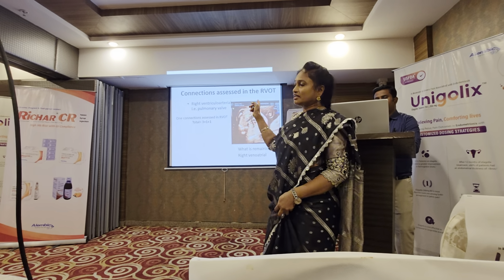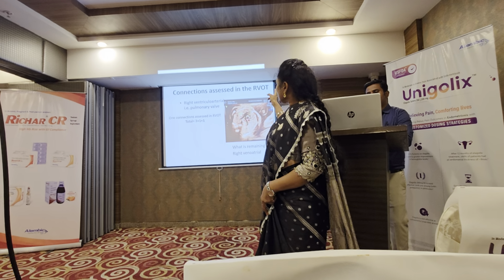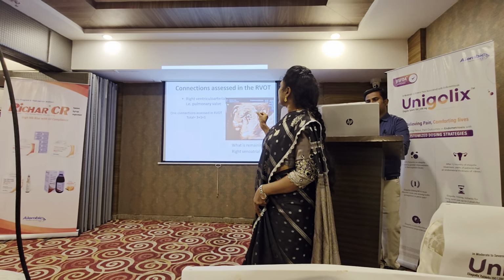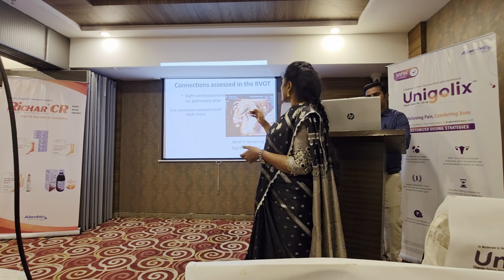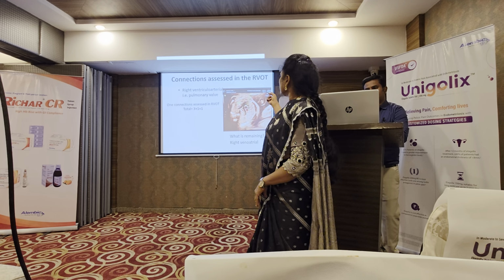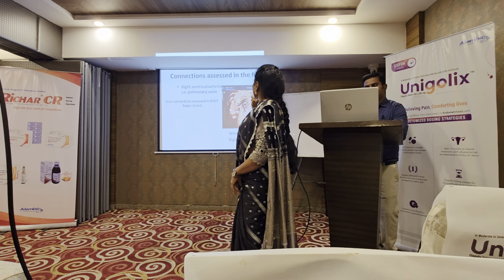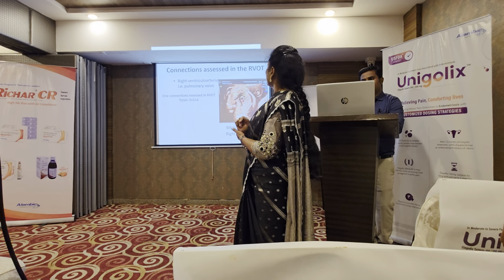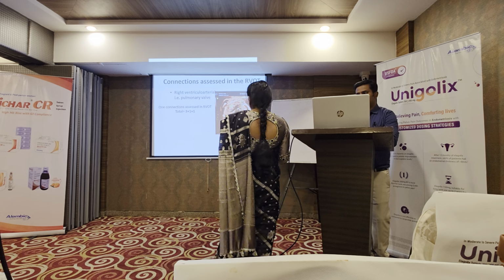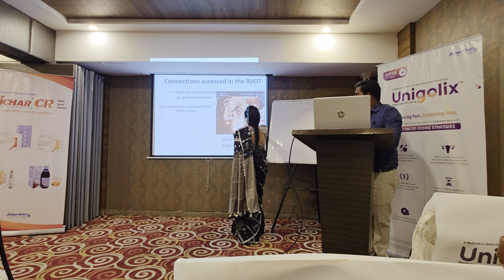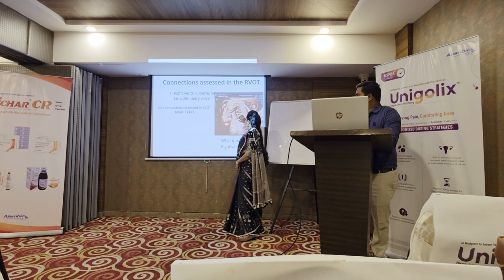Next one. This is the right ventricular outflow tract. As soon as the pulmonary artery comes out of the right ventricular outflow tract, it branches into right and left pulmonary arteries. So you can make out in this view, we see not only the right ventricular outflow tract, but also the aorta as well as the superior vena cava. This is the aorta, this is the superior vena cava. Next one.